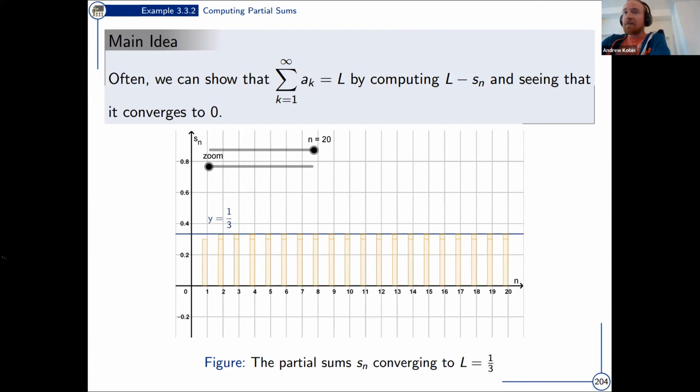The main idea of the previous example, and this will work for some types of series, is if we have a target in mind for the value of the infinite series, it may be advantageous to compare the partial sums to that target L, and showing that that converges to 0 would be enough to prove that the series converges to L. But at least if we can come up with a formula for L minus Sn, then we can get our solution started.